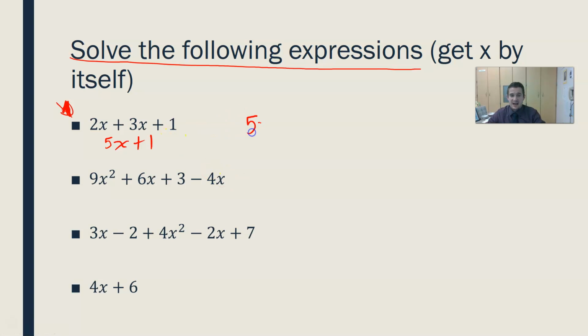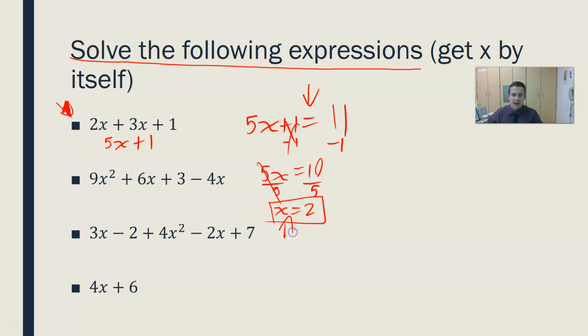If I had, say, 5x plus 1 equals 11, let me use that as an example. When I have this equal sign, that means I can go ahead and solve. If I have this equal sign, I can solve for x or get x by itself. In this instance, I'd subtract 1 on both sides, and I'd get 5x equals 10. I'd divide by 5 on both sides, and I'd get x equals 2. I can solve for x. I can actually manipulate this equation and get x by itself.